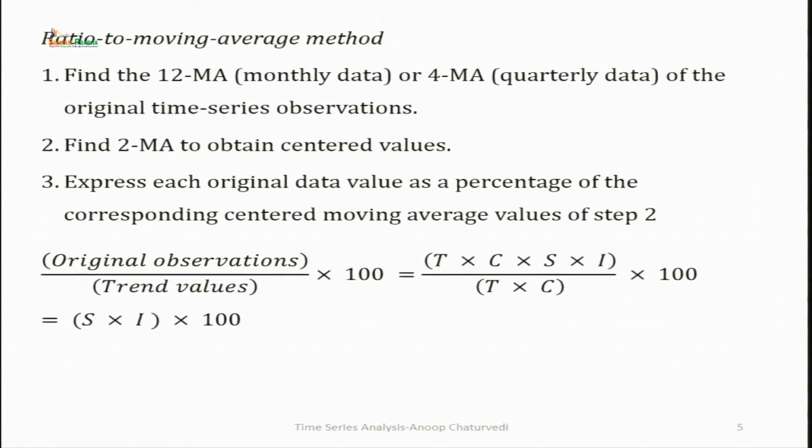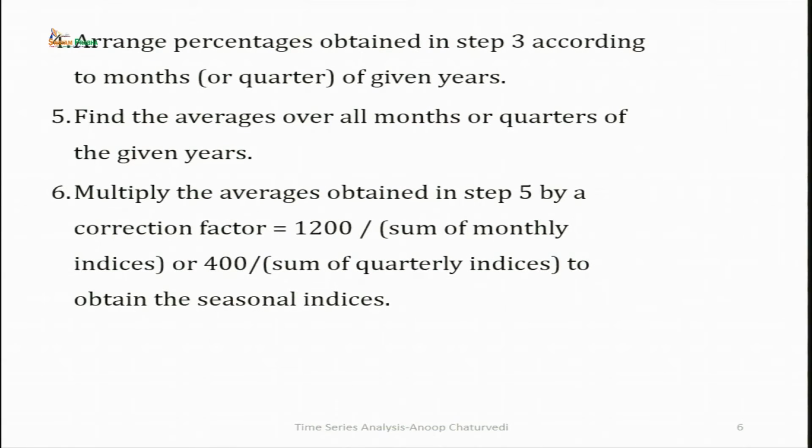So, trend and cyclical variations are eliminated. Then you arrange the percentages obtained in step 3 according to months or quarters of the given years. Then we further find the averages over all months or quarters of the given years. And then you multiply the averages obtained in step 5 by a correction factor, which is 1200 upon sum of monthly indices or 400 upon sum of quarterly indices to obtain the seasonal indices.